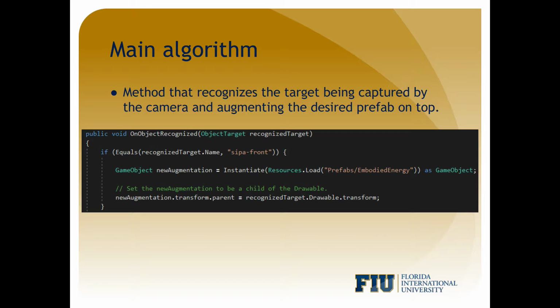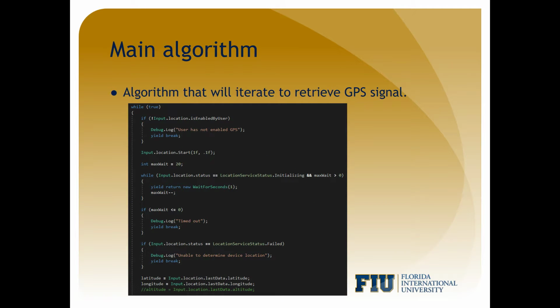And this is the algorithm that achieves that. When you use Wikitude, you first take a collection of photos, you upload it to Wikitude Studio, and you create a WTO file. And within that WTO file, each target is given a specific name, and so then it is up to you in your script to identify, to know which target is being pointed at, and then place the right augmentation. That's achieved through this piece of code right here. And this is the algorithm that is used to retrieve the GPS signal.